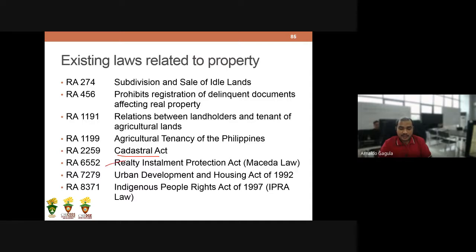So usually, this is for buyers of subdivision property. So there's an act to protect them.